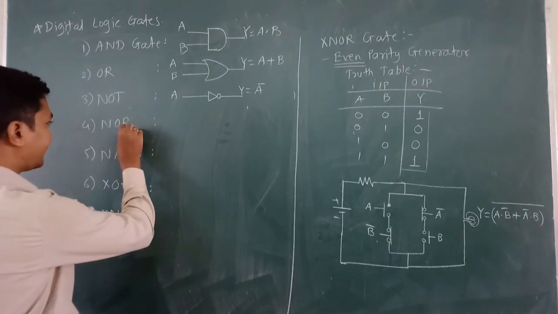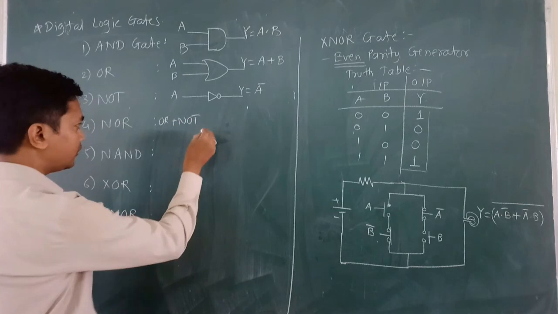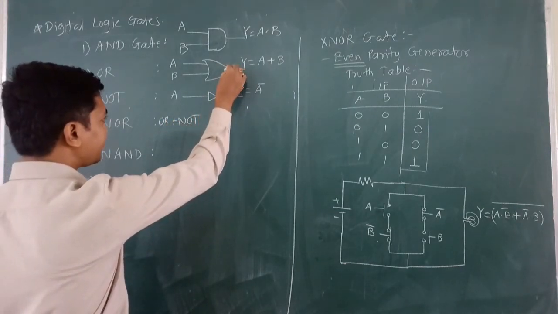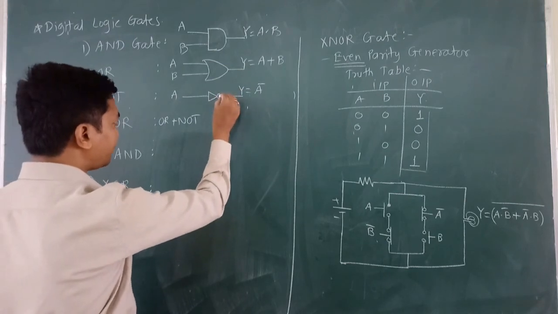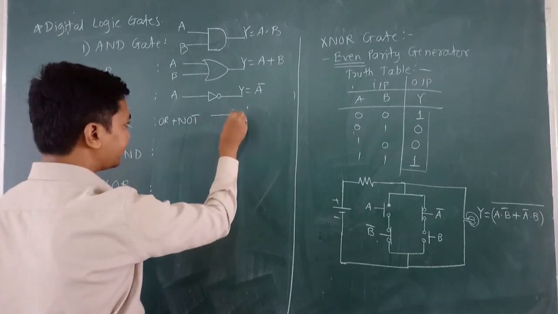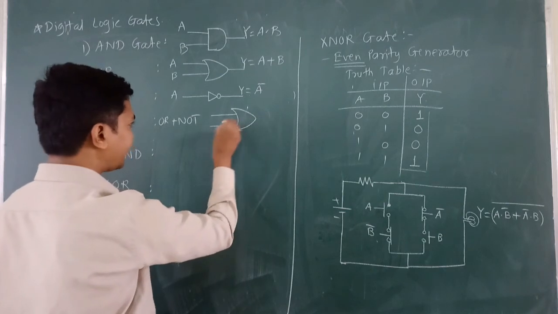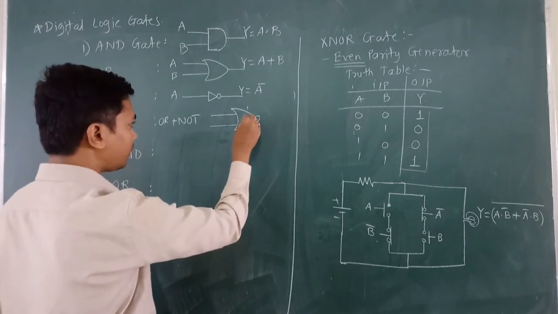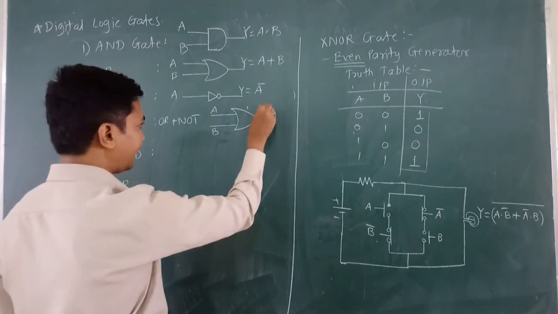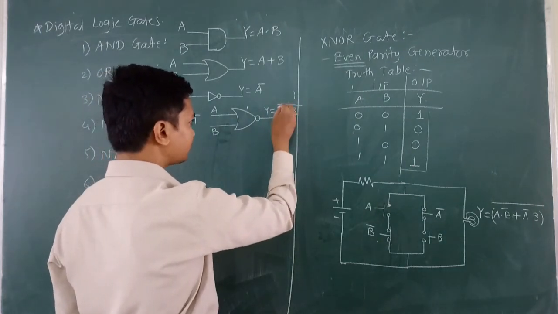So NOR gate means what? It is actually OR plus NOT. So OR plus NOT, how will you draw this? OR gate is like this, and we have to simply draw the bubble at the output of OR gate. So it will form NOR gate. This is our OR gate, and if you attach the bubble at the output of OR, then it will form NOR gate. A, B and Y. Equation was A plus B whole bar, right?